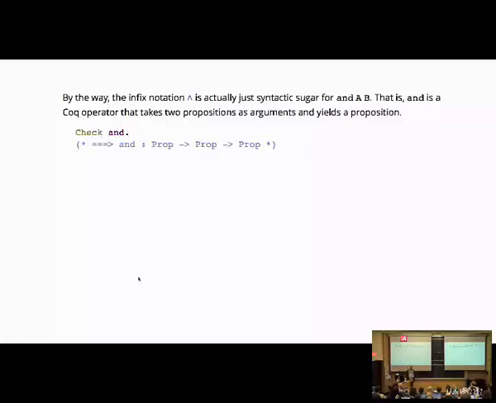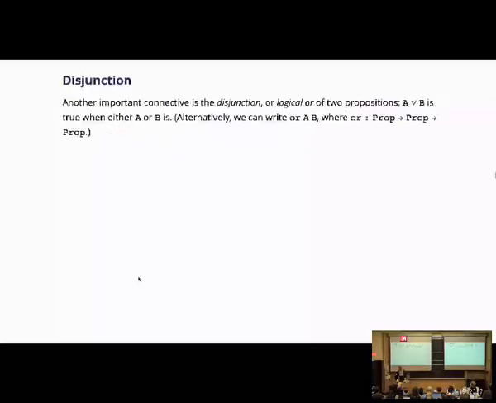Okay, and then Perry just implicitly referred to the fact that the and symbol is, of course, notation for something that we can write in letters and numbers. In particular, it's called and. So and is a function taking two propositions and returning a proposition. Okay, so much for conjunction.